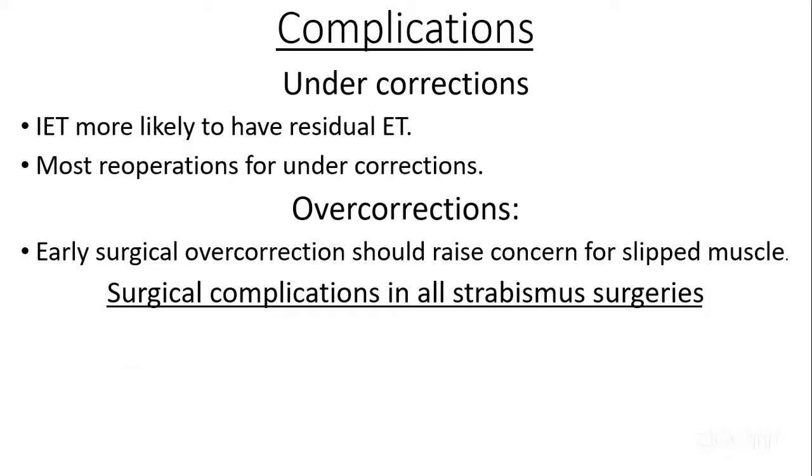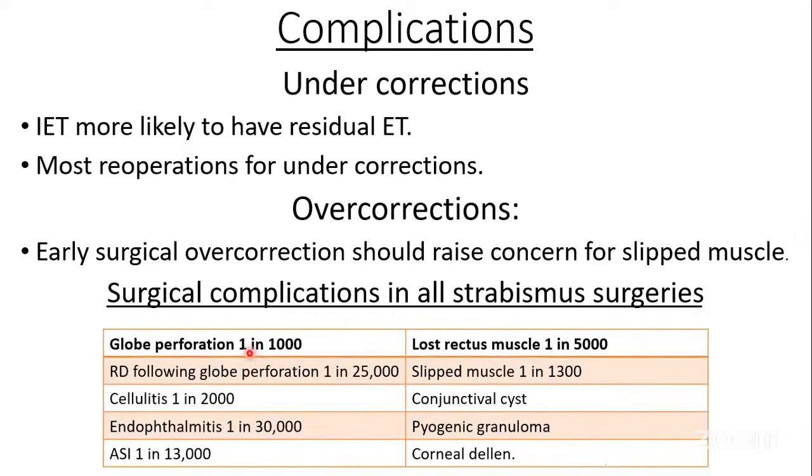Other surgical complications, as you mentioned, globe perforation, RD following globe perforation, orbital cellulitis, endophthalmitis, anterior segment ischemia, lost muscle, slipped muscle, conjunctival cyst, pyogenic granuloma, corneal dellen. Of course, many of these complications are very rare, like globe perforation 1 in 1,000, RD following globe perforation 1 in 25,000, endophthalmitis 1 in 30,000. So they are very rare complications, but still they can happen. Okay.